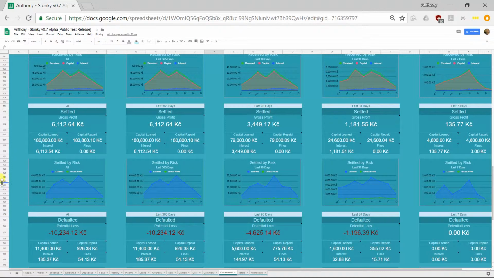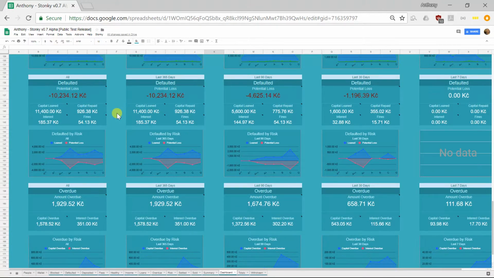Those loans which are now completely settled, and it's showing the amount loaned and gross profit. And you'll see how small gross profit actually is compared to the amount loaned. We chase interest, we chase profit, but actually profit is quite small compared to the amount we're loaning. An interesting observation. And gross profit here, by the way, is simply interest and fines. This is before fees and taxes.